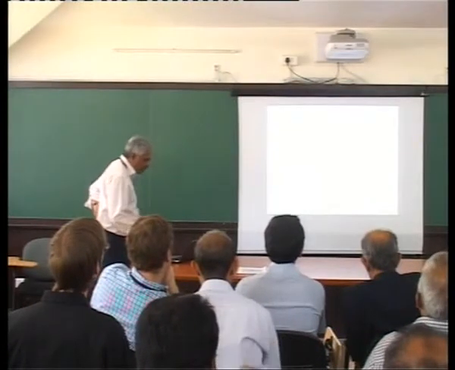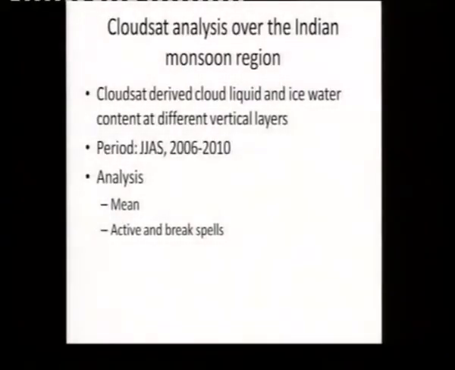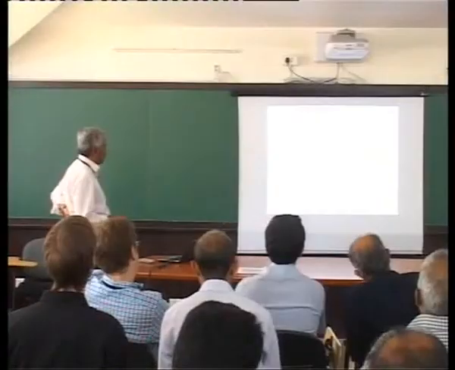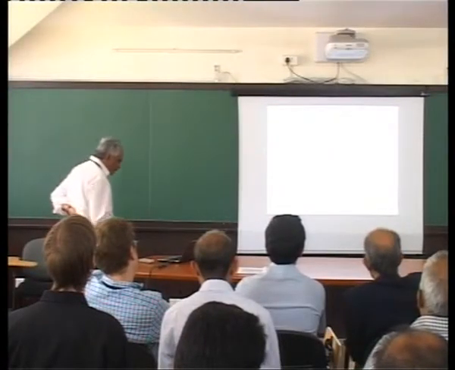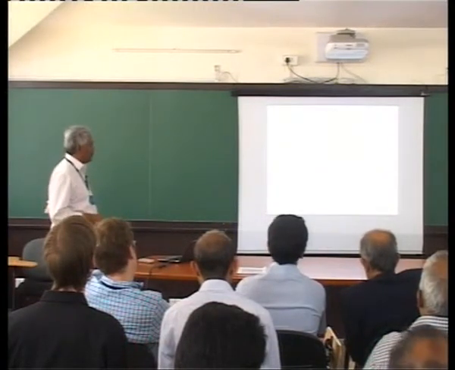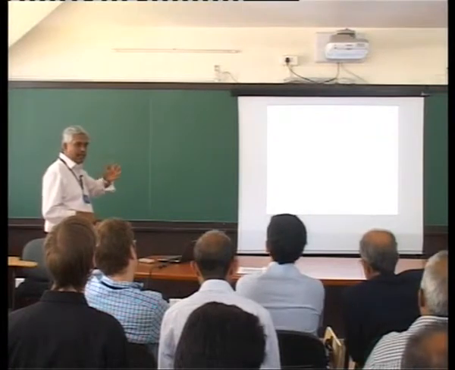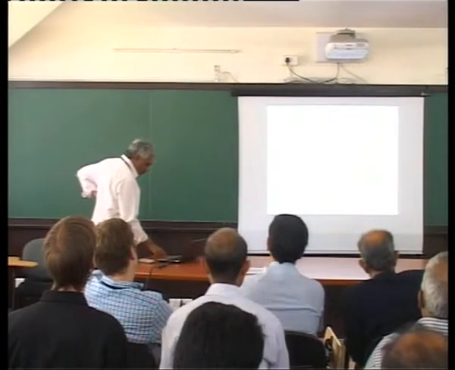And now we made an analysis of CloudSat data over the Indian Monsoon Region. We used this data from 2006 to 2010, a 5 year period, and we did analysis of the mean and of active and break spells. To see active and break spells, we wanted to see how the cloud distribution, the vertical distribution of cloud, changes between the active spell and the break spell of the monsoon. So that's what we wanted to see.